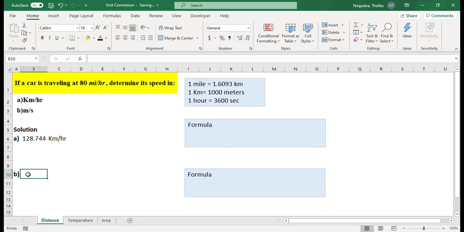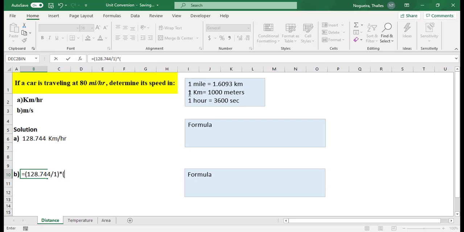So the second part of the problem is asking to convert to meters per second. Since we have kilometers per hour here, we can use this number to find our meters per second. So we plug in this answer, and we now will convert this number, which is in kilometers per hour, to meters per hour.